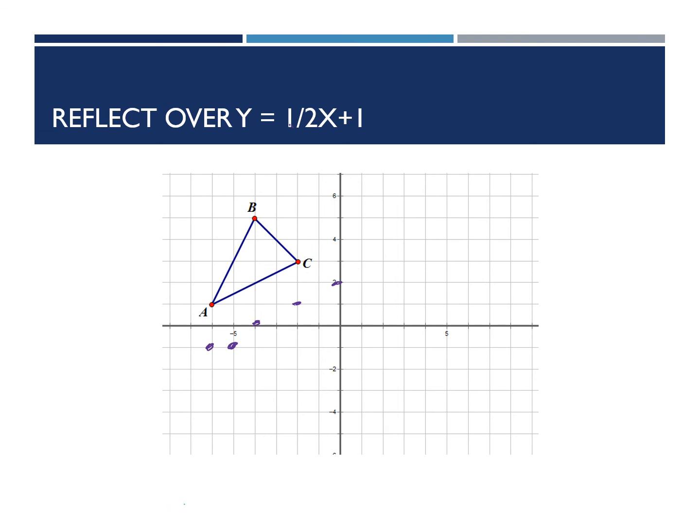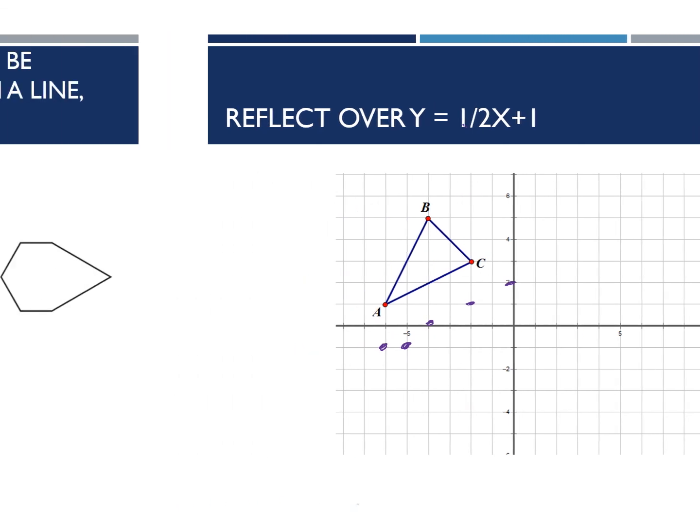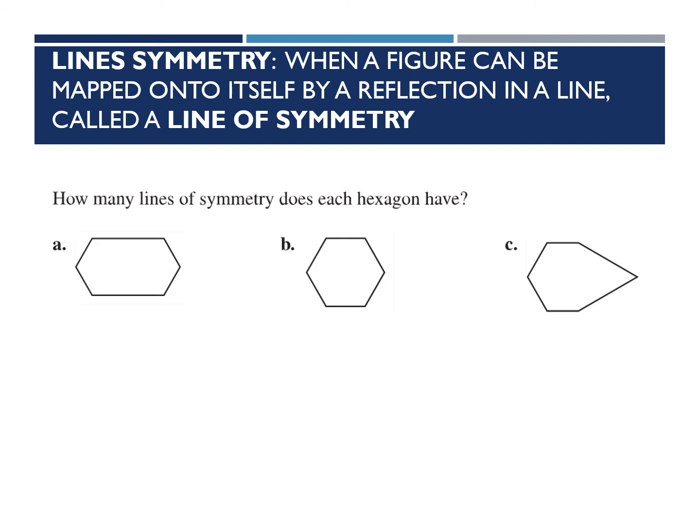So for right now, we are going to skip that problem, and we're going to skip right to lines of symmetry. So when a figure can be mapped onto itself by reflection over a line, that line is called a line of symmetry. So we want to see if these figures have what we call line symmetry. So can we fold it onto itself?